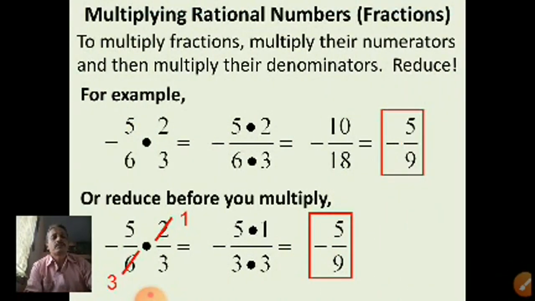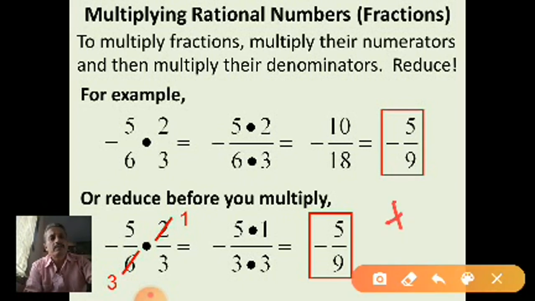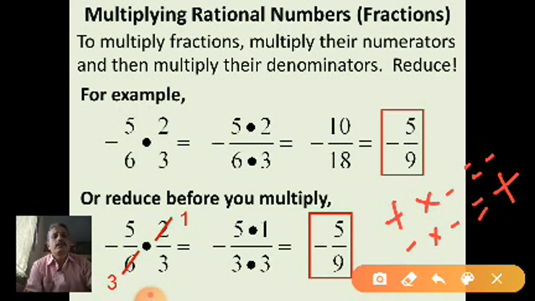Multiplying rational numbers or fractions we can do very easily. Whenever you multiply two rational numbers, we have to multiply numerator with numerator and denominator with denominator, and plus into minus gives minus, and minus into minus gives plus. This rule you know very well. So here one number is negative and one number is positive, so the answer remains minus.